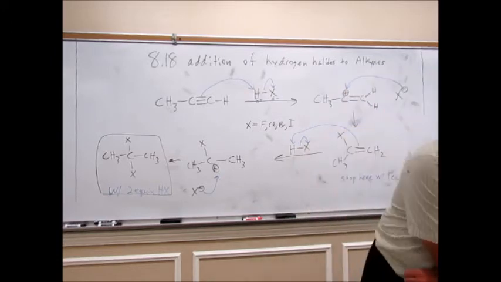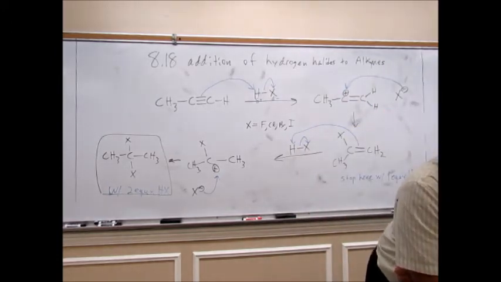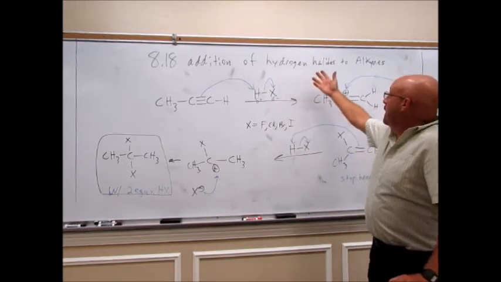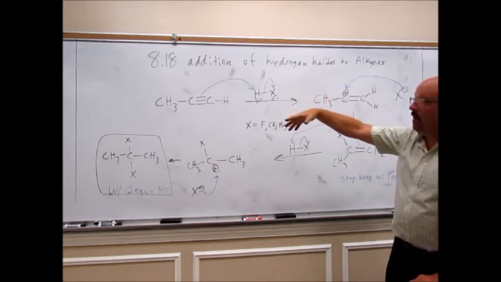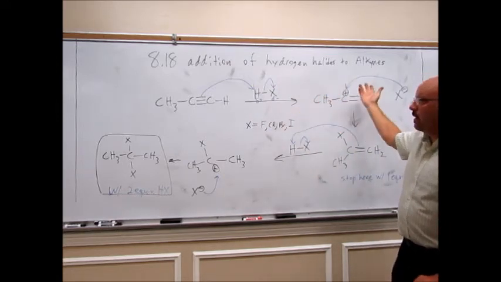Now, we also did the halohydrins with alkenes, where we had the halogen and water. You can't do that with alkynes. There's something else that happens with those, so you can't make halohydrins if you're doing an alkyne. That one is different. But with an alkyne, we can add hydrogen halides, just like we did with the alkenes.